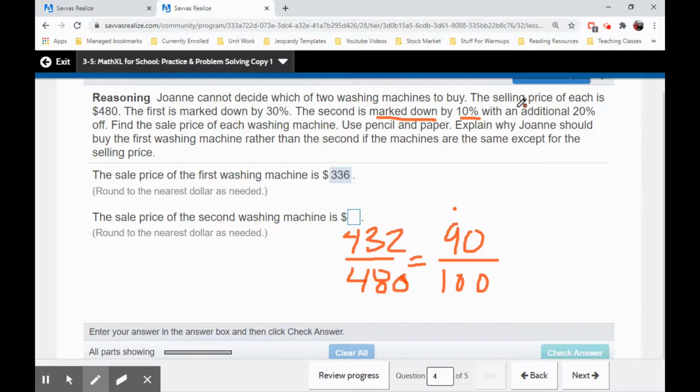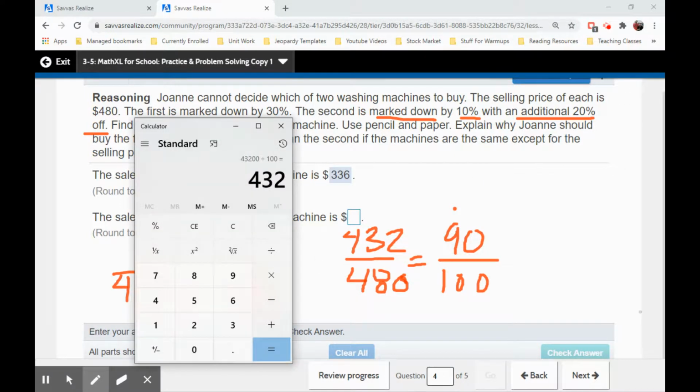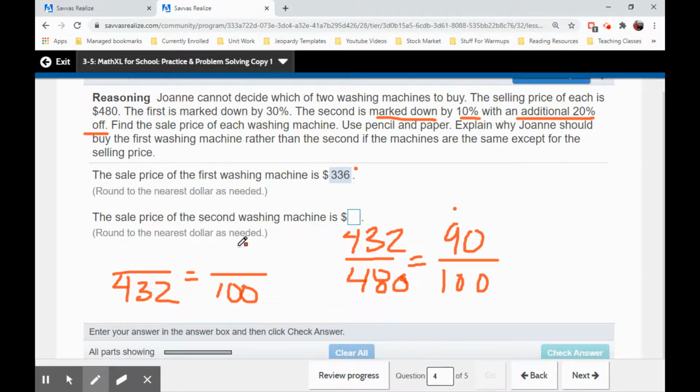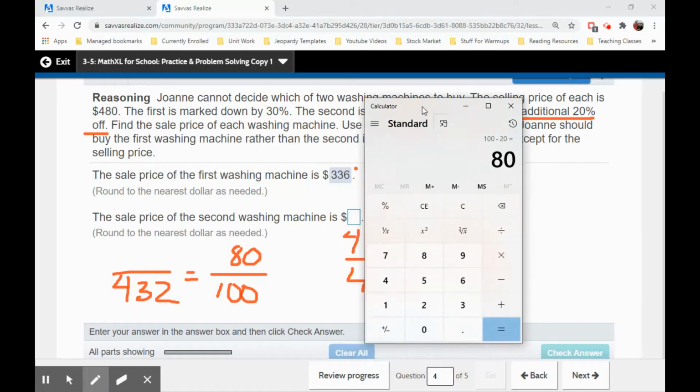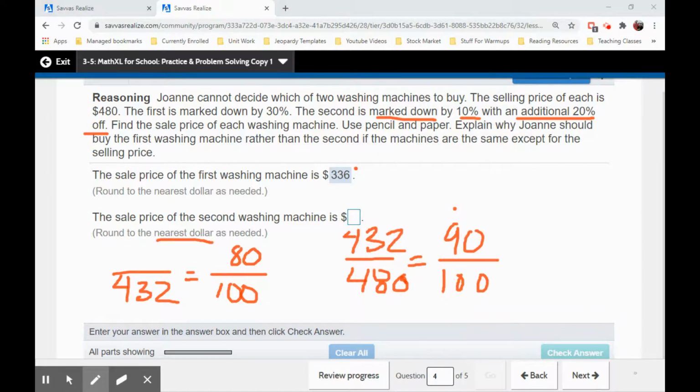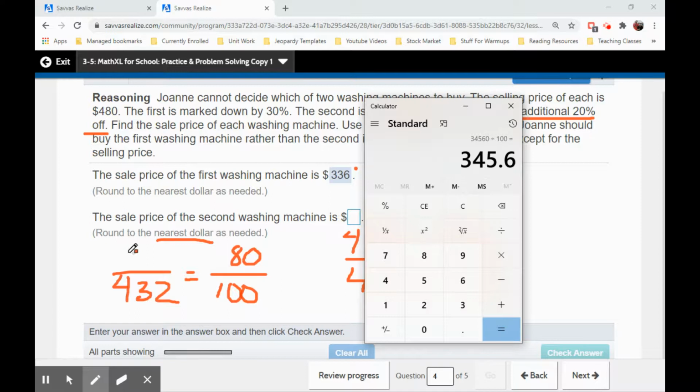The item is then marked down an additional 20%. Now 432 becomes our old price because we're marking the item down again. So we need to figure out, as we did before, what's 20% off. We take 100%, subtract that 20% off, and we get 80%. So we're finding 80% of this second piece. We take 432, multiply it by 80 and divide by 100. And we see that the new cost of the item, it says to round to the nearest dollar, would be $345, but I'm going to round up, $346.